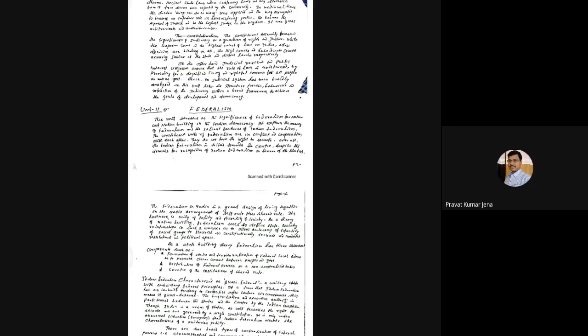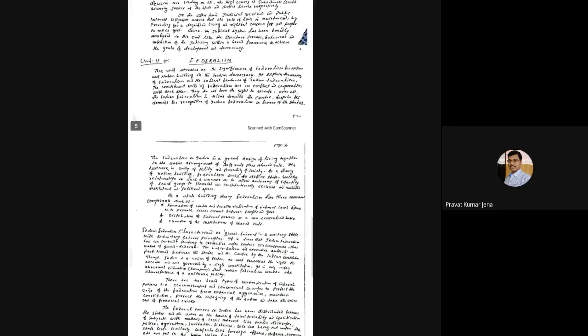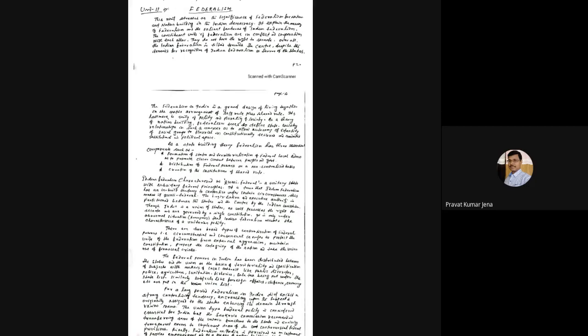Federalism. So Unit 11, federalism, and the federal structure. The federal feature and the character of Indian federalism, the salient features of Indian federalism, meaning and implication of the word union, interstate coordination, distribution of competence, working of a federal system, decentralization initiative taken by the union.